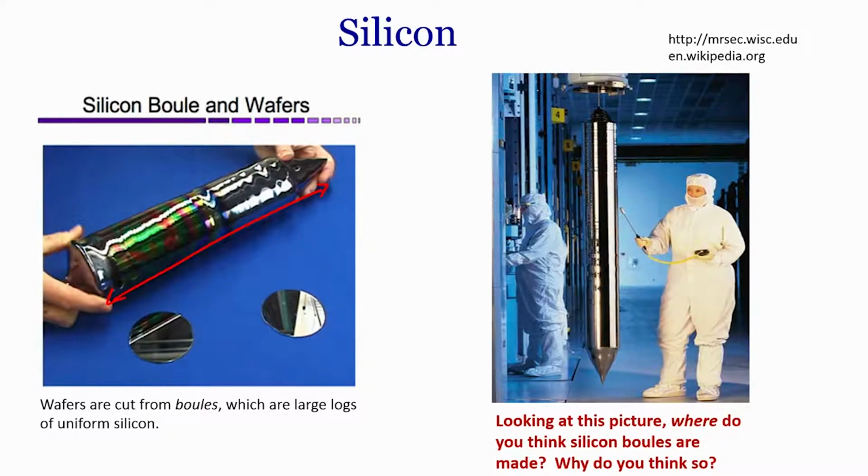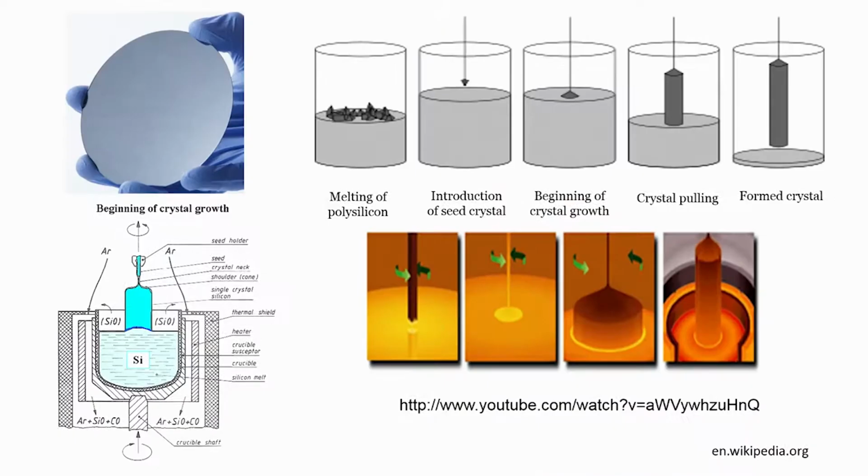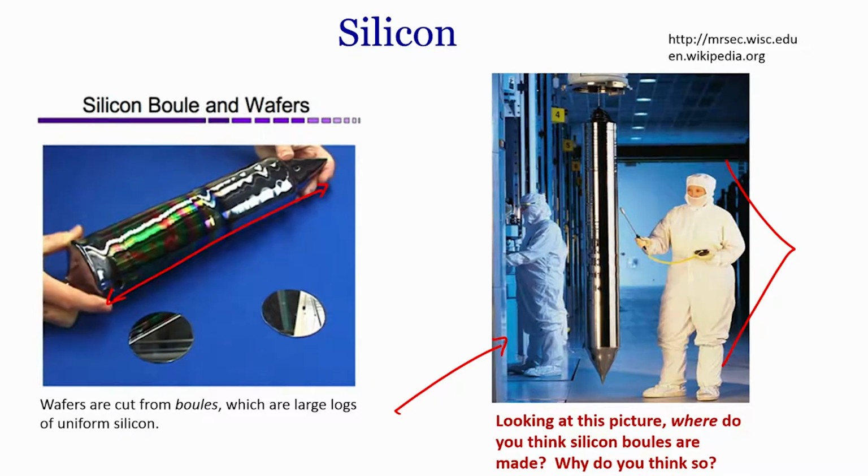So, when you talk about the silicon boule, you can see this particular picture. Looking at this picture, where do you think the silicon boules are made, and why do you think so? You can see that this person, the technician or engineer, is wearing a gown, and it is a foundry, but what kind of environment is there? This is a clean room environment.